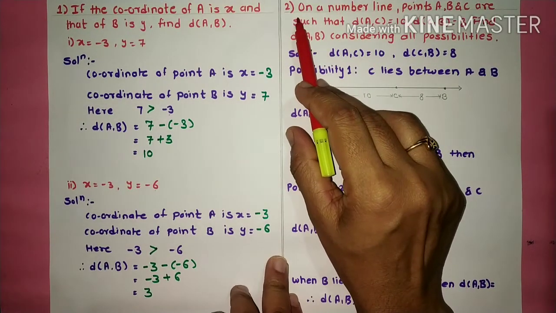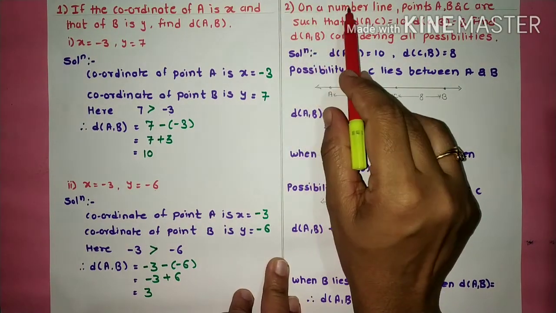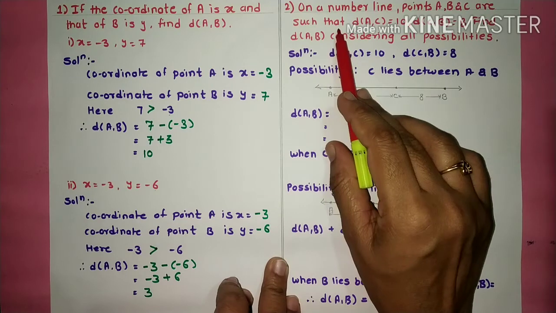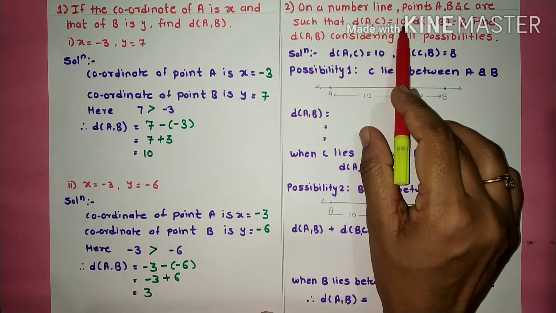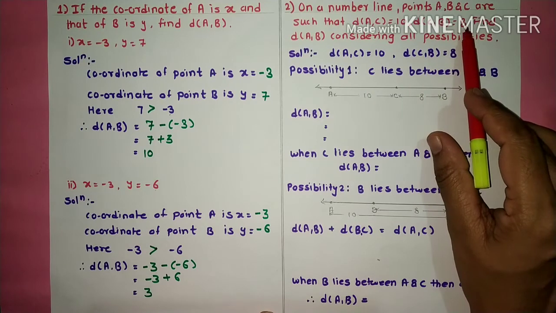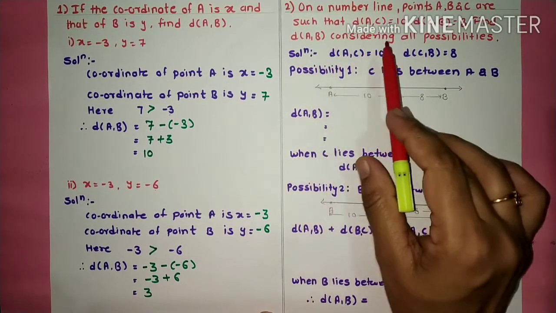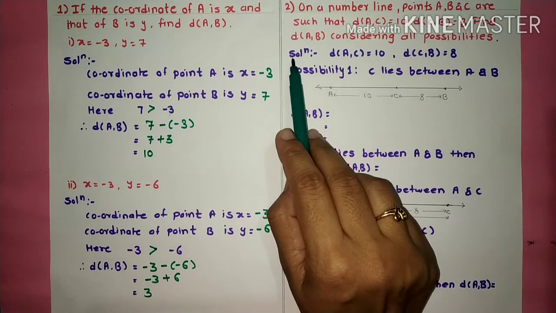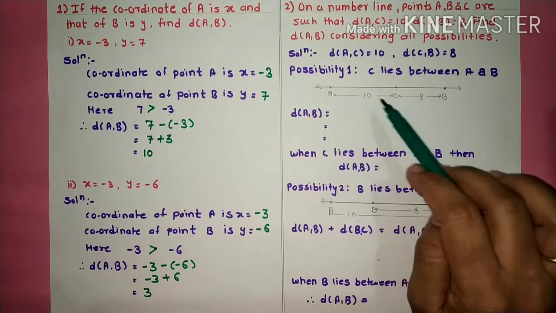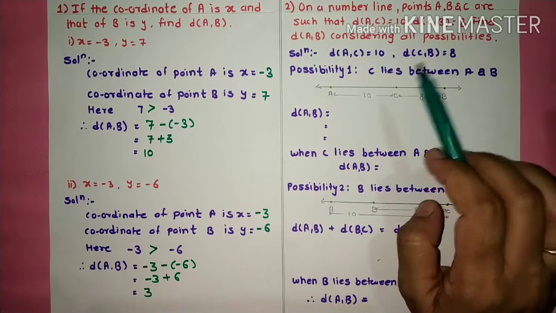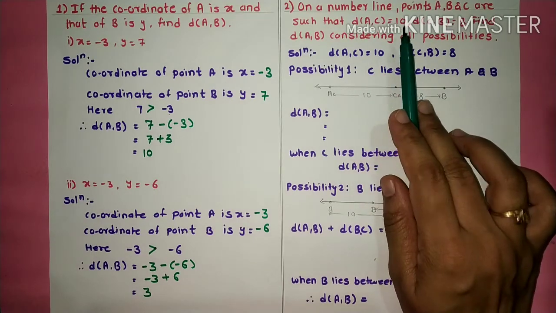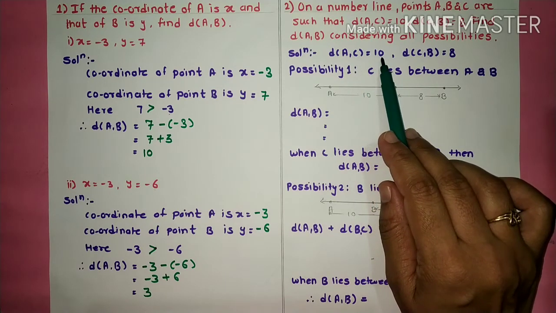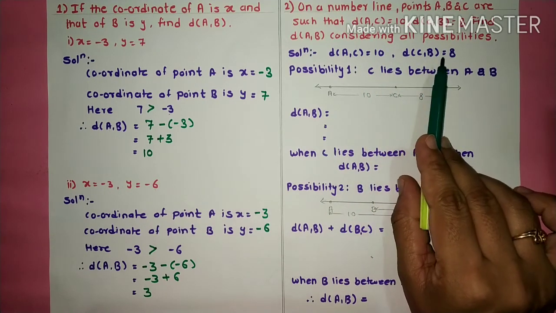Let's see the second example. On a number line, points A, B and C are such that distance AC equal to 10, distance CB equal to 8. Find distance AB considering all possibilities. See the solution. When you write the solution of a given example, first you write the given terms. Here given terms are distance AC equal to 10, distance CB equal to 8.